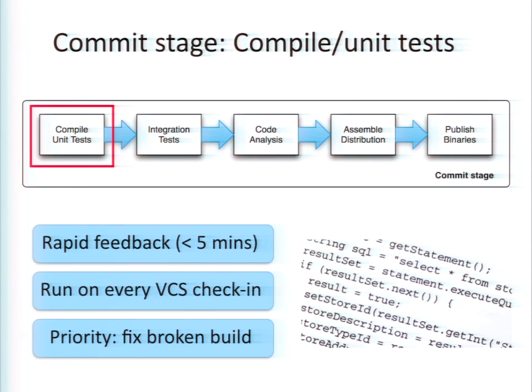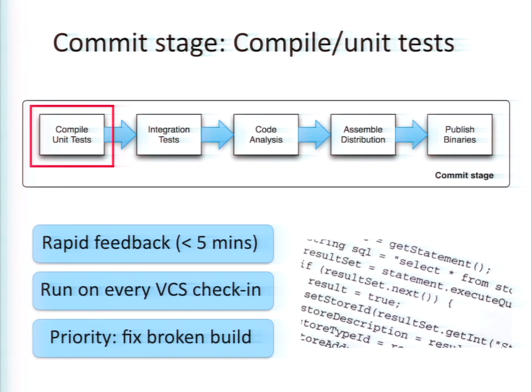So let's take a little bit of a closer look at the first stage, the commit stage. Generally, there's the guideline that it should run in 5 to 10 minutes. Ideally, not just compile and unit tests, perhaps even the whole commit stage. So it's really about rapid feedback. It's our most inner level of feedback, and so we want to tell developers really quickly if it's not good. So we need to keep this really, really fast. And we will run it on every check-in.